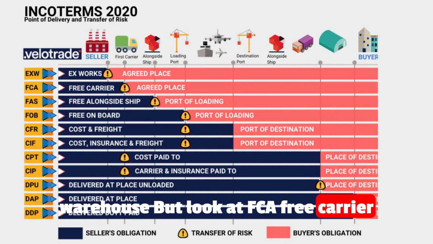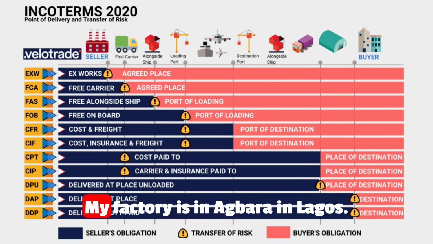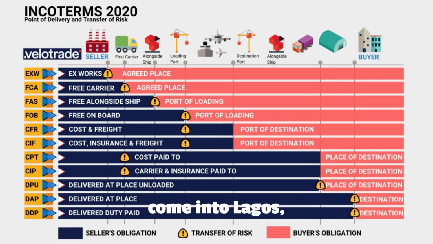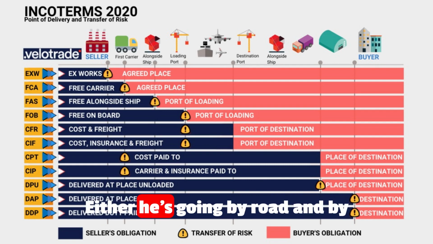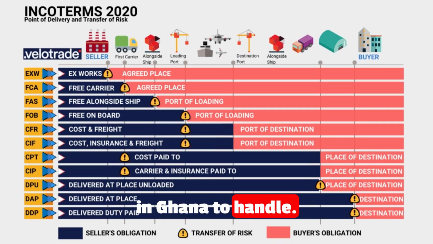But look at FCA, free carrier. Now, please look at Ex Works first. I'm doing business with a Ghanaian. My factory is in Agbara in Lagos. The Ghanaian importer will come into Lagos, pay for my goods, and pick them up at the Agbara warehouse. He's going to bear the cost of clearing through customs in Nigeria, passing through Benin Republic and Togo, and getting to Ghana. Either by road or by sea, that's not my headache. That is for the importer in Ghana to handle.